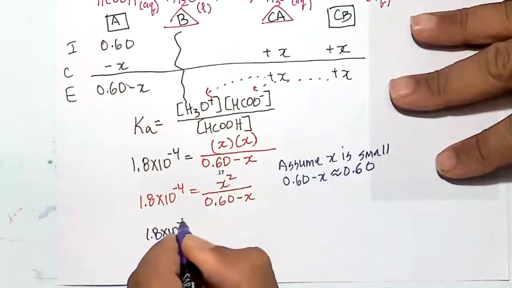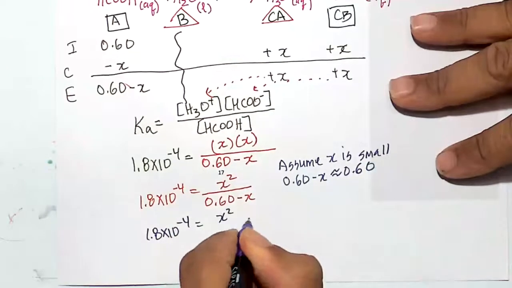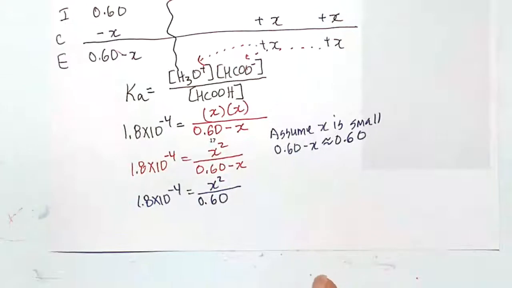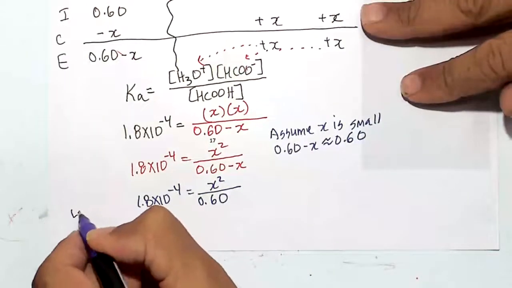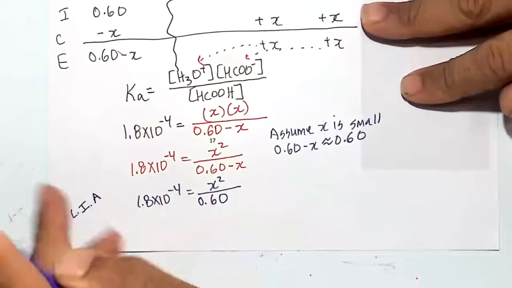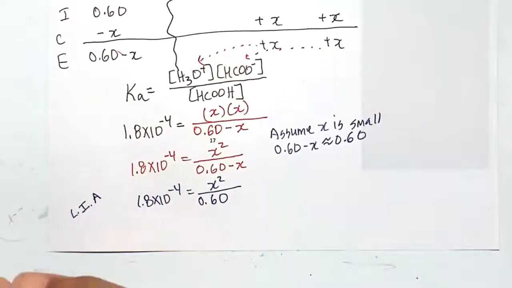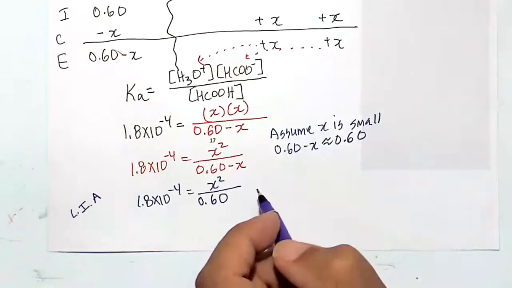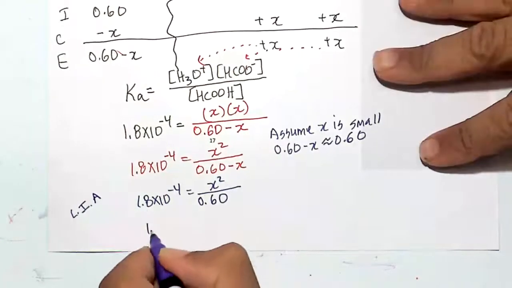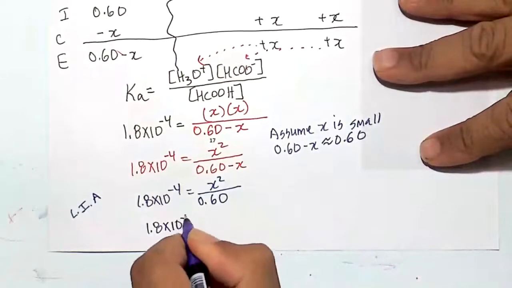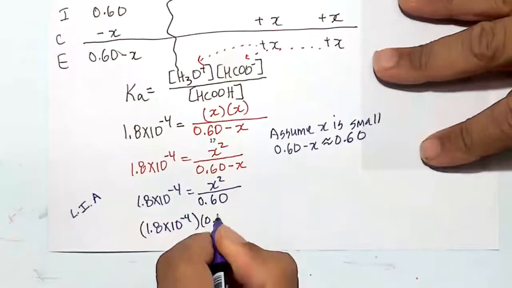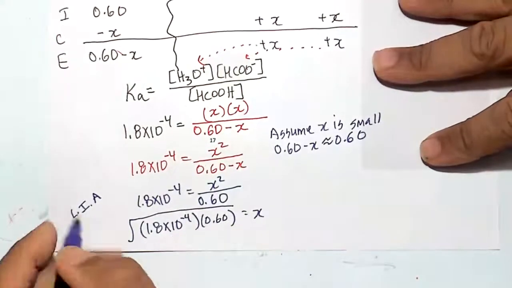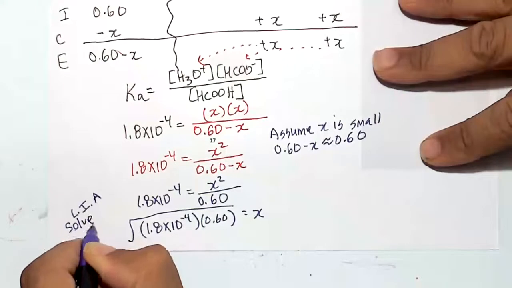So 1.8 times 10 to the minus 4 equals x squared divided by 0.60. This is the low ionization assumption: 0.60 minus x is about 0.6. So 1.8 times 10 to the minus 4 times 0.6, and we'll take the square root of that to get x. Basically what I'm doing here is solving for x.